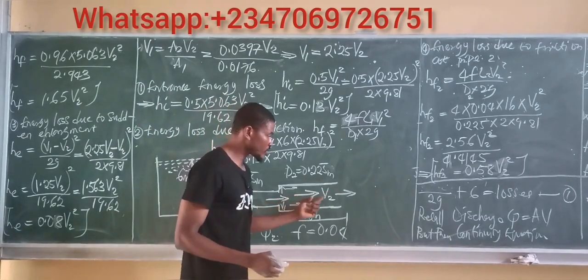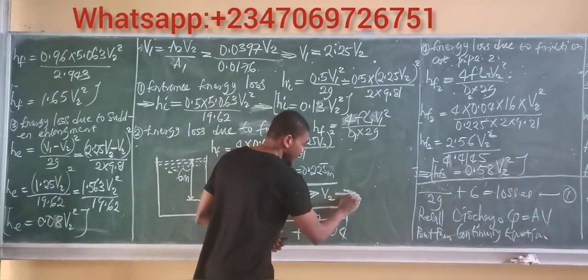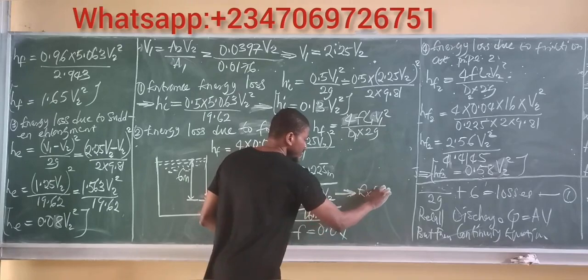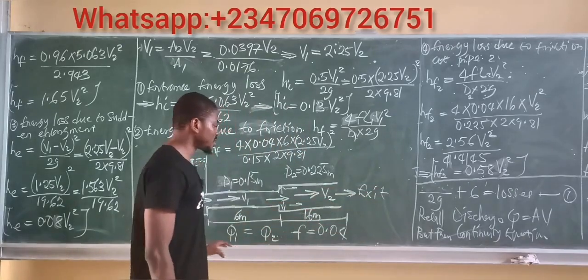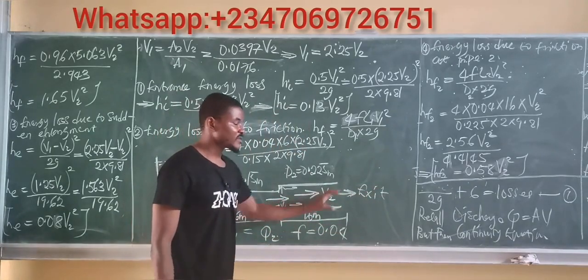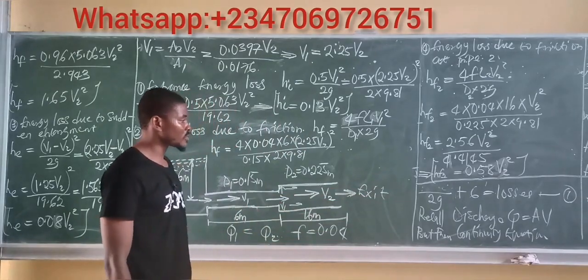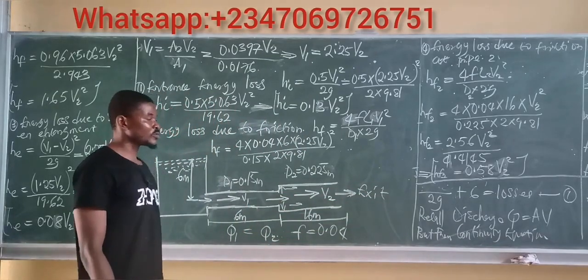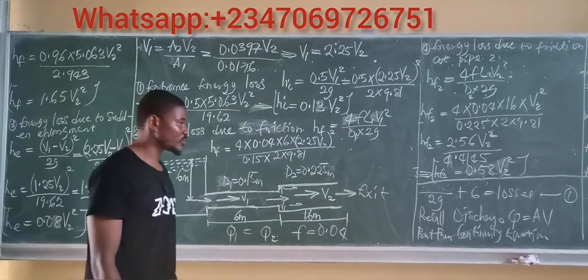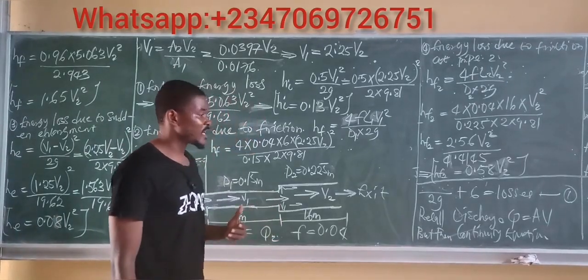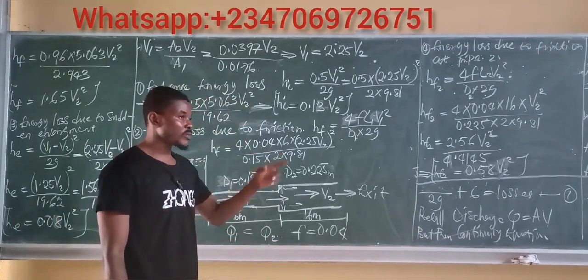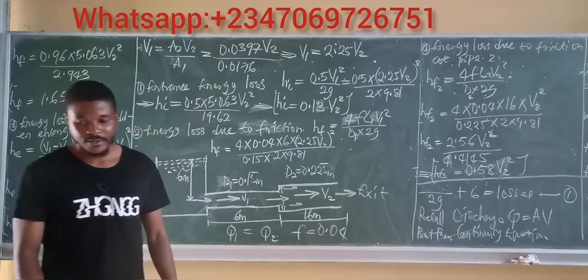As the fluid flows up to this point, what happens? It exits the pipe, giving rise to what is called the energy loss due to exit. So that's the next energy loss we are going to calculate. I will do it over there. I'll flip the camera now.